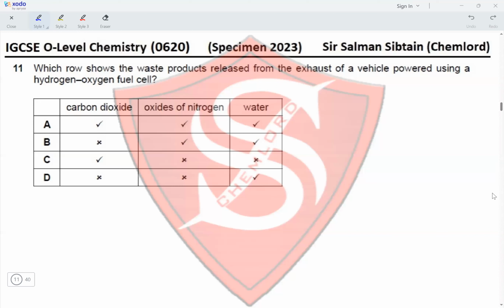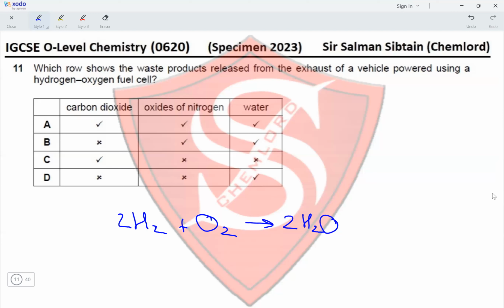Now, a hydrogen-oxygen fuel cell is environmentally friendly because the only waste product that it produces is water and/or water vapor, because the fuel being used in the hydrogen-oxygen fuel cell is hydrogen and oxygen, and hydrogen and oxygen would react to form water, and this produces the energy that is required to run the car. So energy is released and water is produced. So water is the only waste product formed.